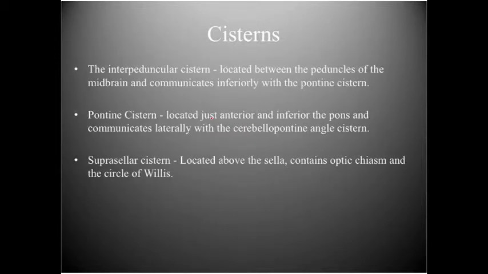The interpeduncular cistern, located between the peduncles of the midbrain, communicates inferiorly with the pontine cistern. The pontine cistern is located just anterior and inferior to the pons and communicates laterally with the cerebello-pontine angle cistern. The suprasellar cistern is located above the sella and contains the optic chiasm and the entire circle of Willis.